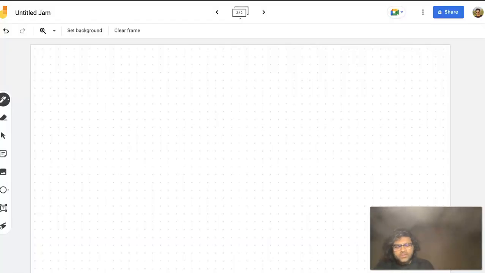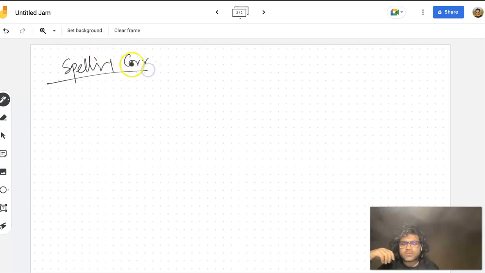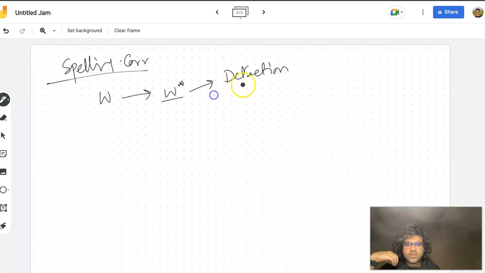The first thing that we will discuss is spelling correction. Suppose you have the word W and you misspelled it as W star. The first step is detection. You need to detect the error and then rectify it.